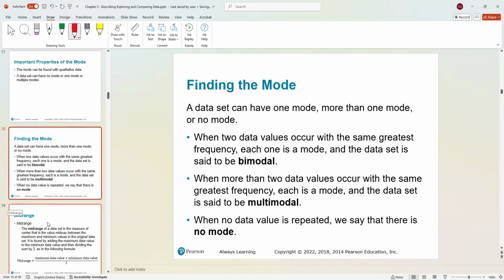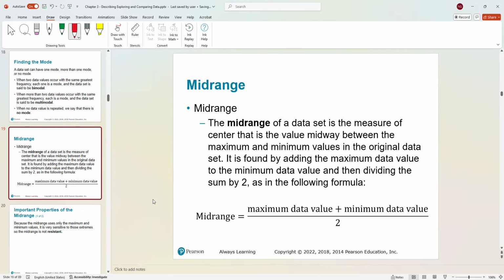Another measure of center is called the mid-range. The mid-range of a data set is the value midway between the maximum and the minimum values in the original data set. So how do you find it? It is found by adding the maximum data to the minimum data and then dividing the sum by 2.